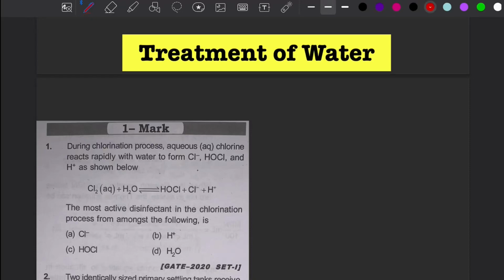So let's start the new chapter, which is treatment of water in environment engineering. So the first question which came in GATE 2020 set 1 is, this is of 1 mark. During the chlorination process, aqueous chlorine reacts rapidly with water to form Cl minus, HOCl and H plus as shown below.